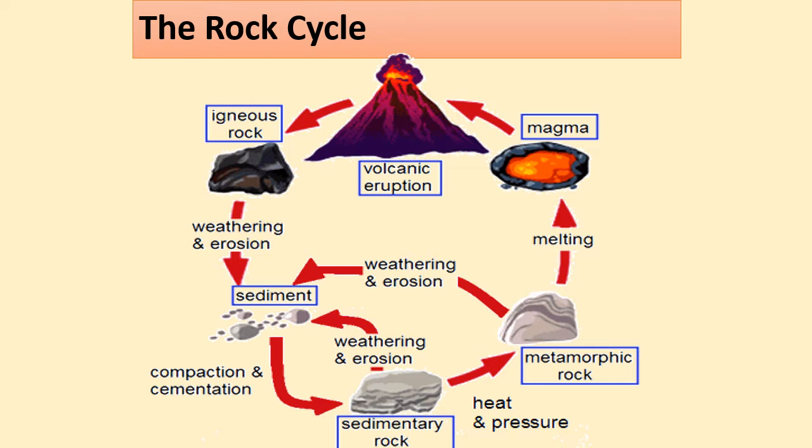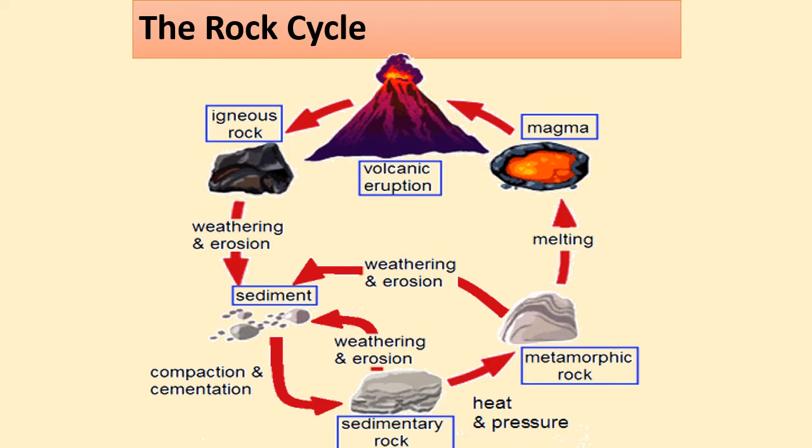Now those igneous rocks are going to be exposed to all the elements. So if wind keeps blowing on them, if waves keep crashing against them, if it's constantly raining on them, they can get broken down by two processes called weathering and erosion. And that turns those rocks into really small pieces of rock, which we call sediment.